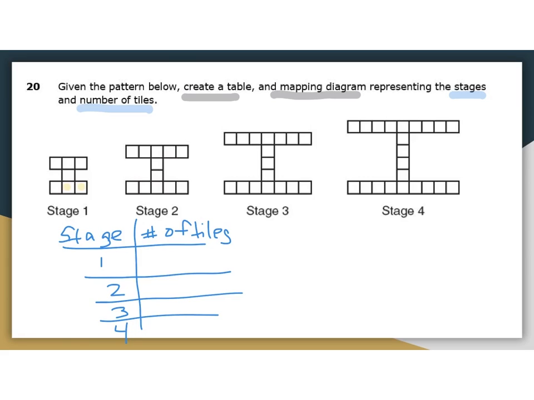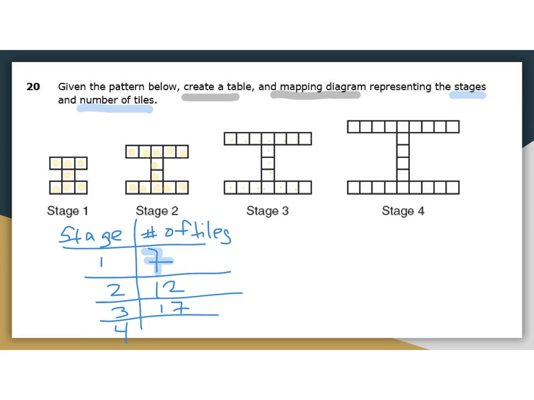We have 1, 2, 3, 4, 5, 6, 7 tiles in the first stage. In the second stage, 2, 3, 4, 5, 6, 7, 8, 9, 10, 11, and 12. This is going to give us 12. And then in the third stage, same thing. 2, 3, 4, 5, 6, 7. This will be another 7. So that gives us 14, 15, 16, and 17.